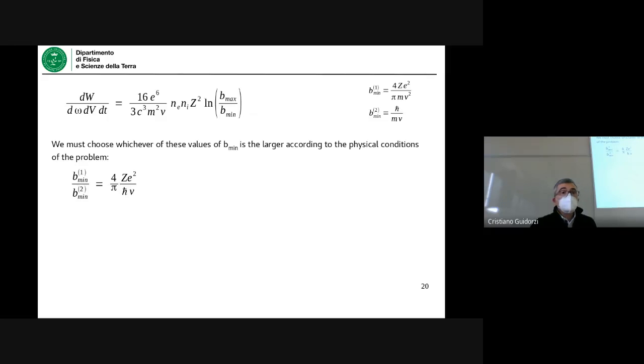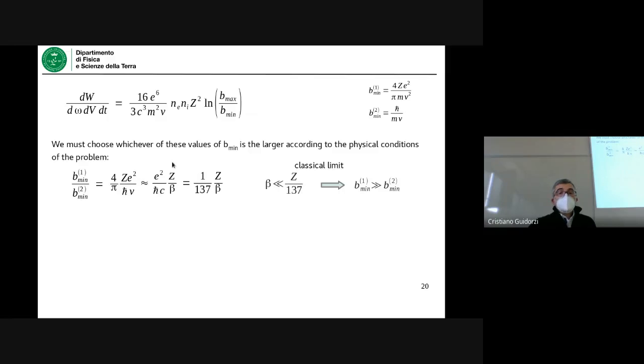If you work out B1 over B2, both minimum values, where B1 has a classical origin and B2 has a quantum mechanical origin, apart from the numerical coefficient, you end up with Z e squared over h bar v. If you multiply both numerator and denominator by c, you end up with e squared over h bar c. This is the famous fine structure constant, in the Gaussian system, of course. You know very well this is a pure number, which happens to be nearly 1 over 137. And beta appears because it's just v over c at the denominator.